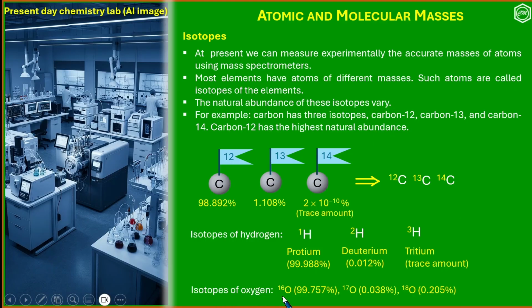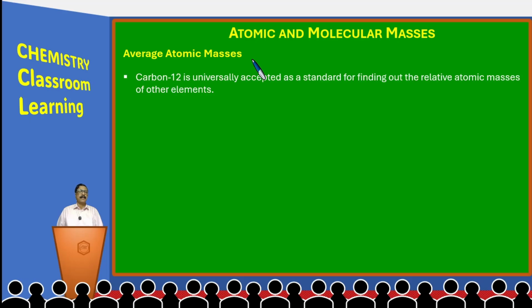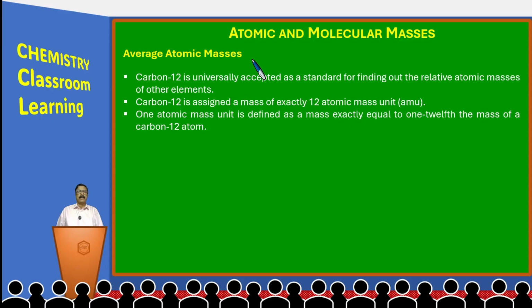Isotopes of oxygen are, the major isotope is oxygen-16, that is 99.757%. Oxygen-17, 0.038%. Oxygen-18, 0.205%. As said earlier, in 1961, both the chemists and the physicists adopted the carbon-12 isotope as the standard and assigned a mass exactly equal to 12 atomic mass unit, AMU. One atomic mass unit is defined as a mass exactly equal to 1/12 the mass of a carbon-12 atom.